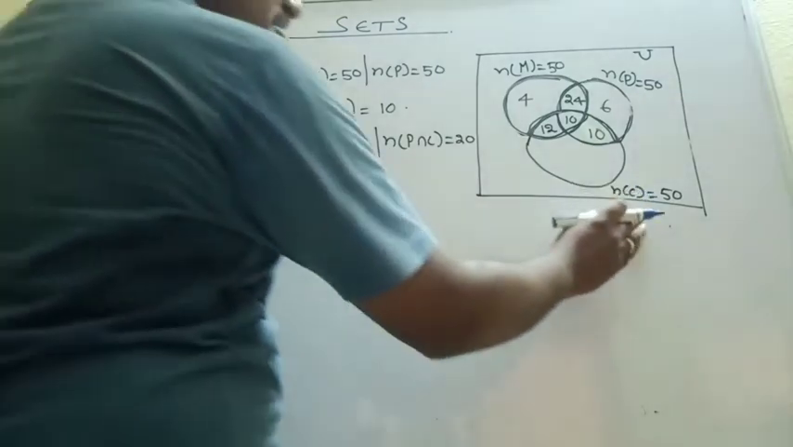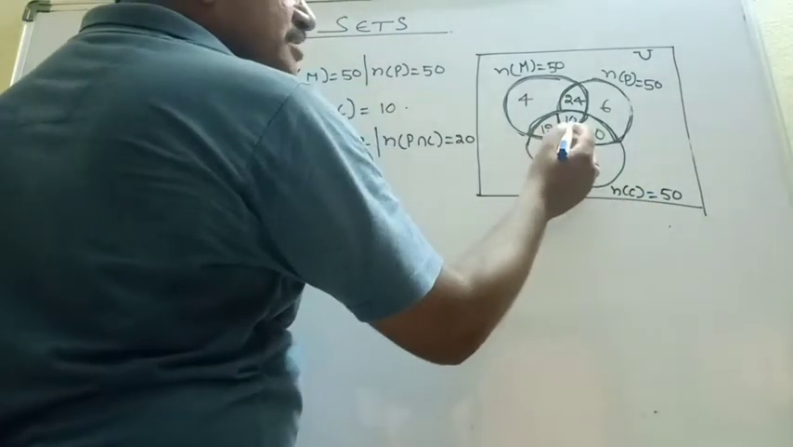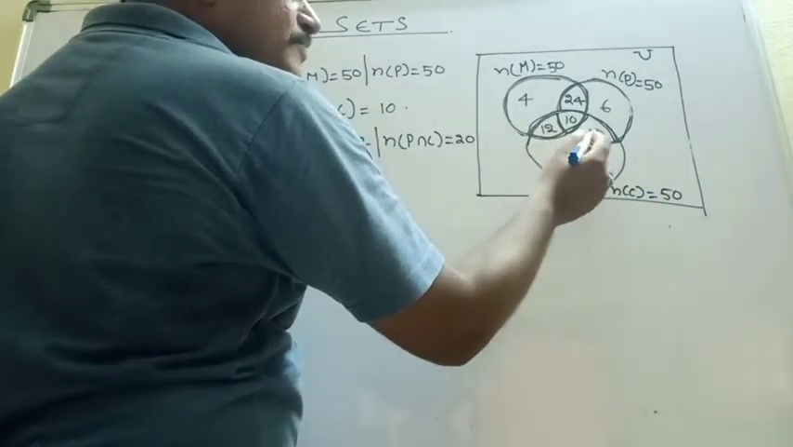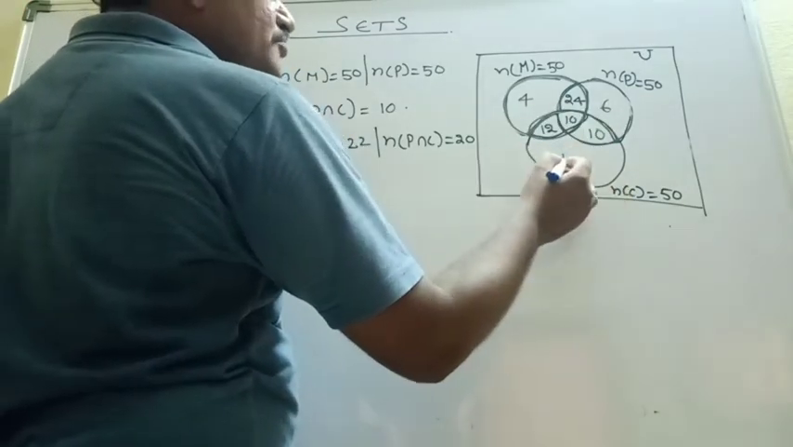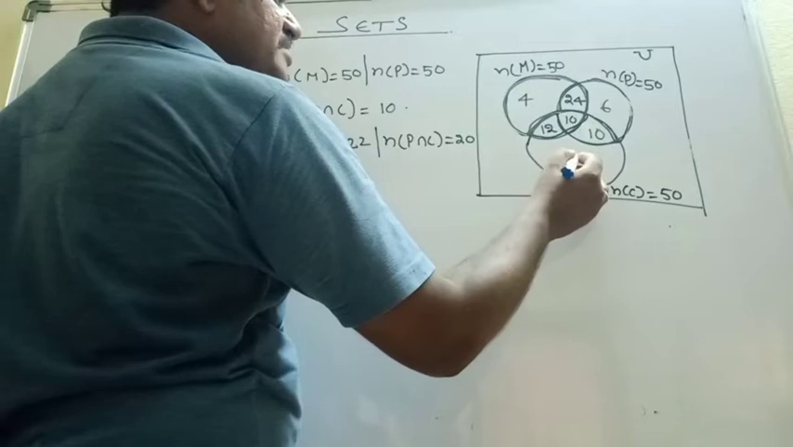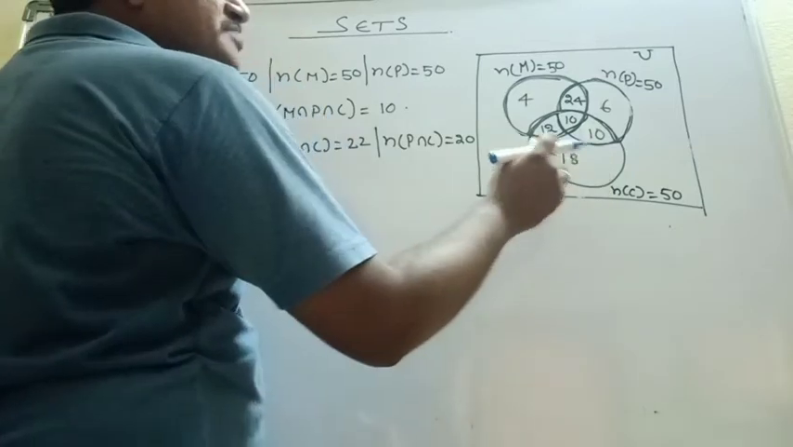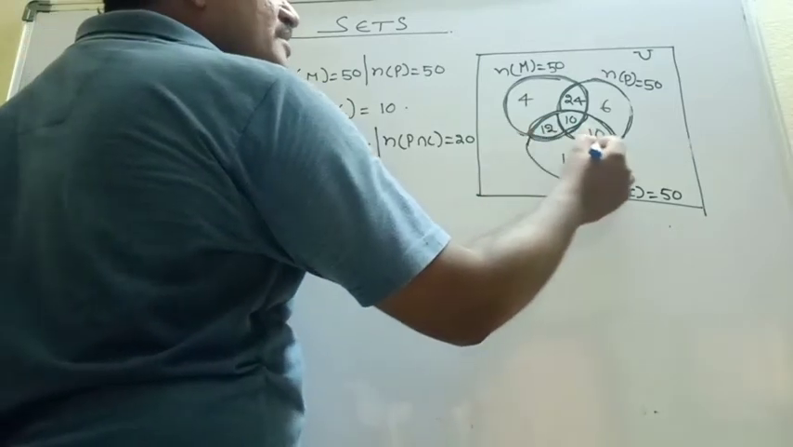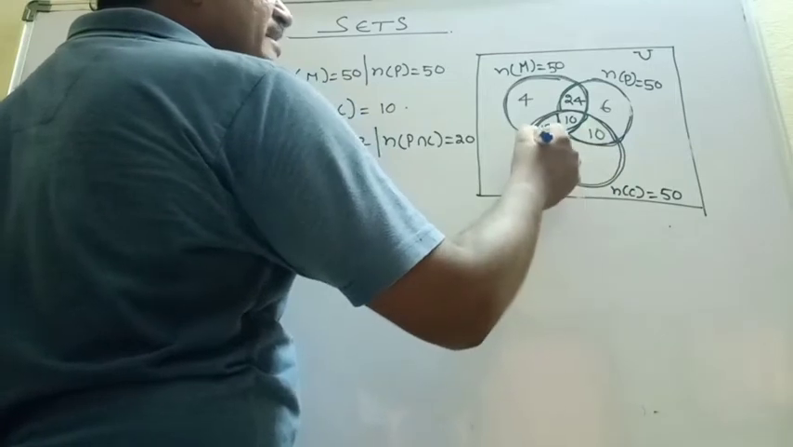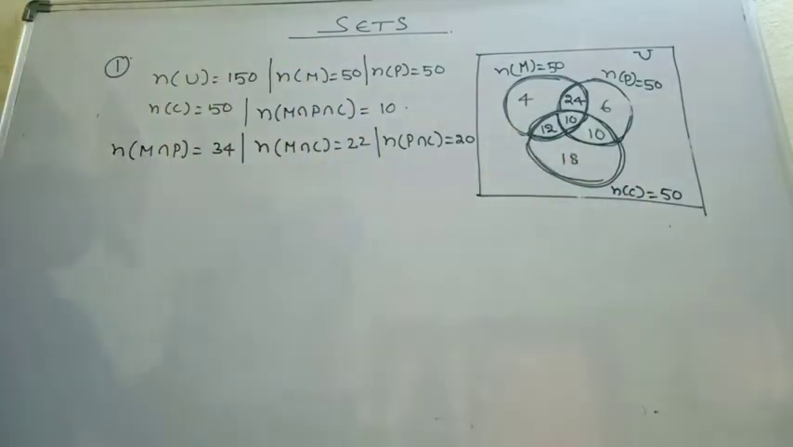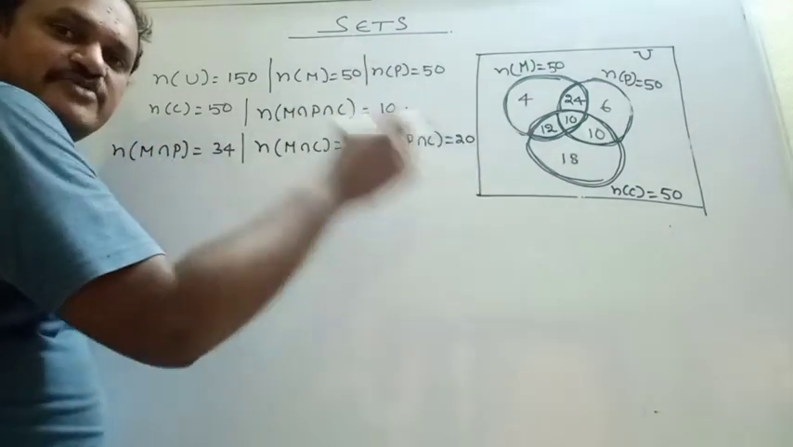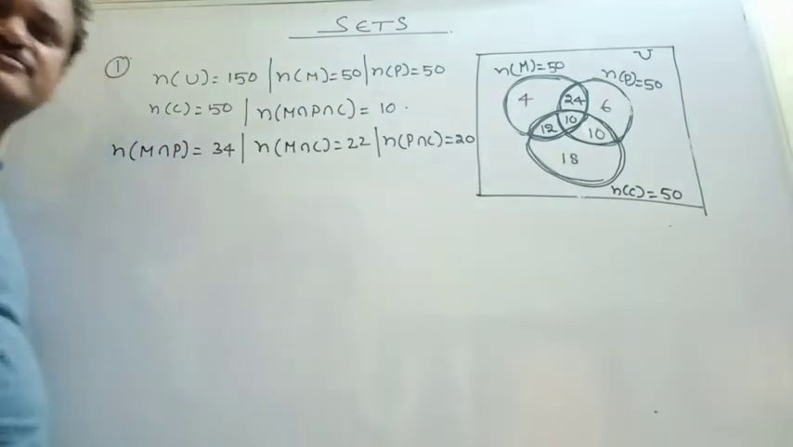Wonderful. Now chemistry 50. That means 12 plus 10, 22, 22 plus 10, 32. 32 means 50 minus 32, so now 18 students will study purely chemistry. They will study purely chemistry like this, right? This is the information we have got. Once we have got the information like this, we can answer anything from this problem, my dear students.